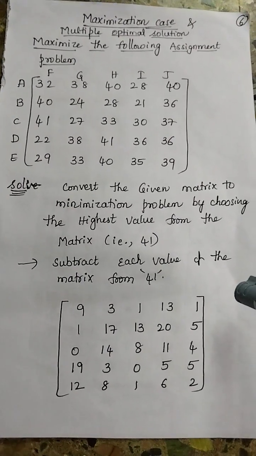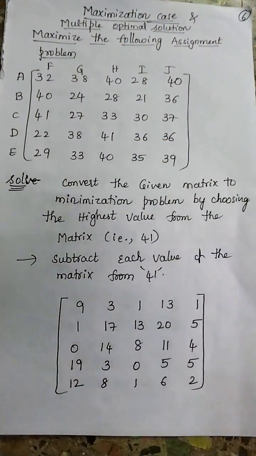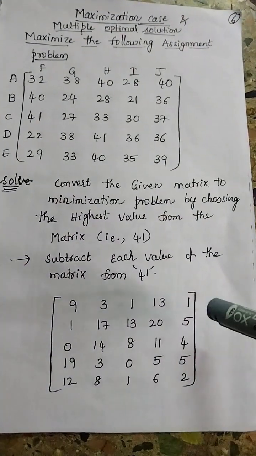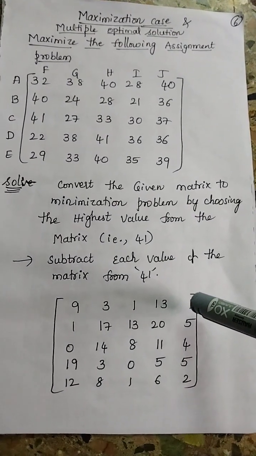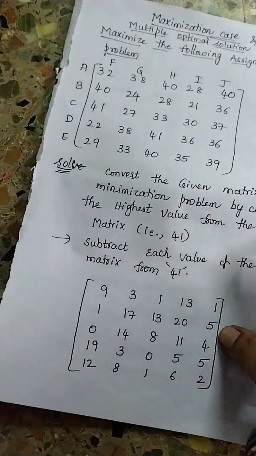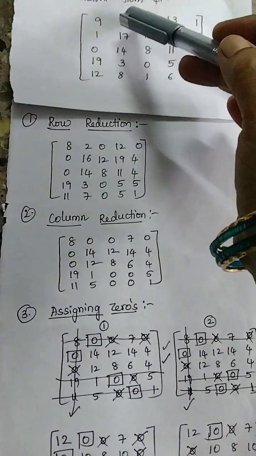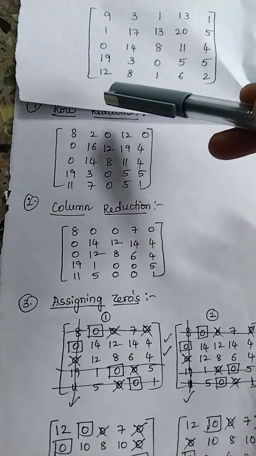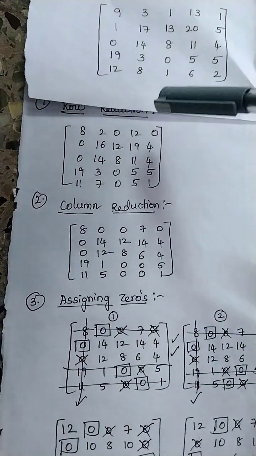That is your first step of Hungarian method. So in row reduction what you are going to choose? In the first row there are 2 least values. You can choose one as your value of row which you are going to deduct. So we are going to do the row reduction to get the reduced matrix. So what you got? 9 minus 1, 8. 3 minus 1, 2. 1 minus 1, 0. 13 minus 1, 12. 1 minus 1, 0.